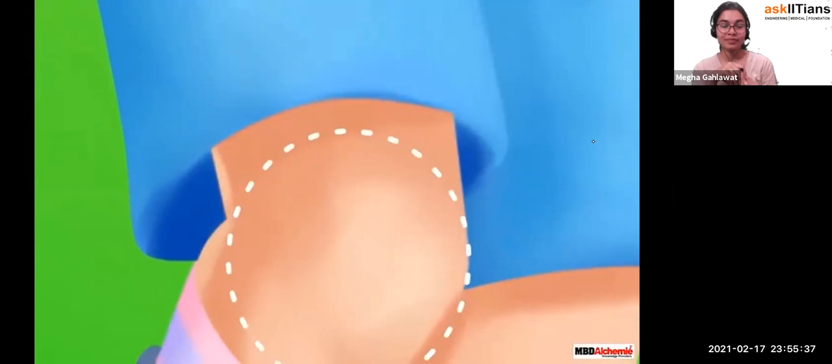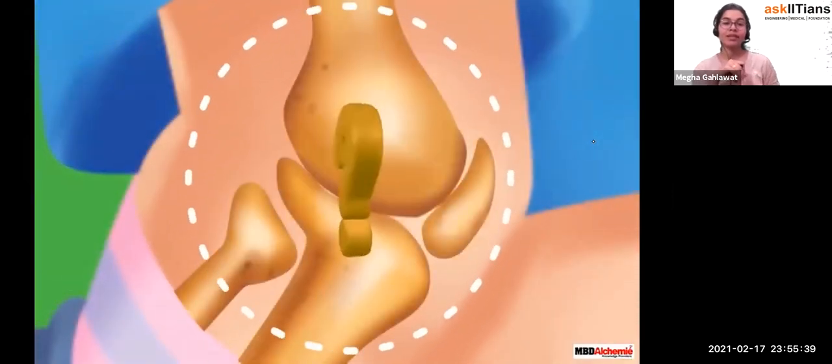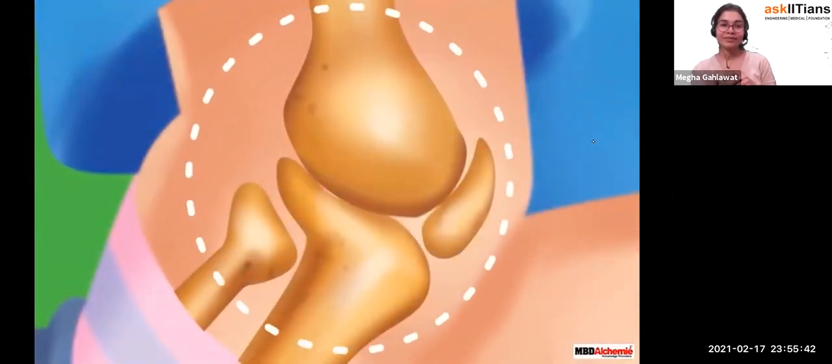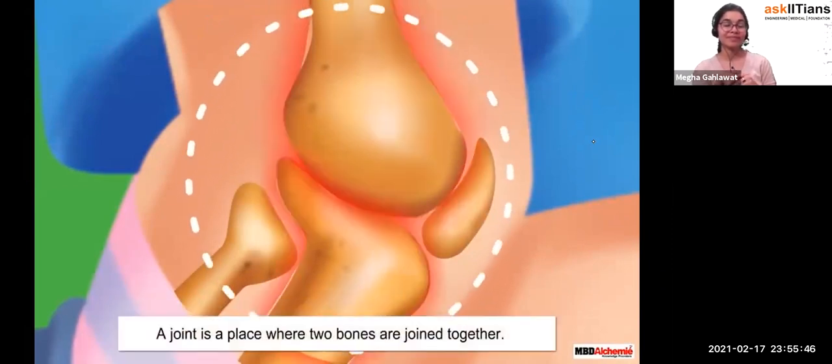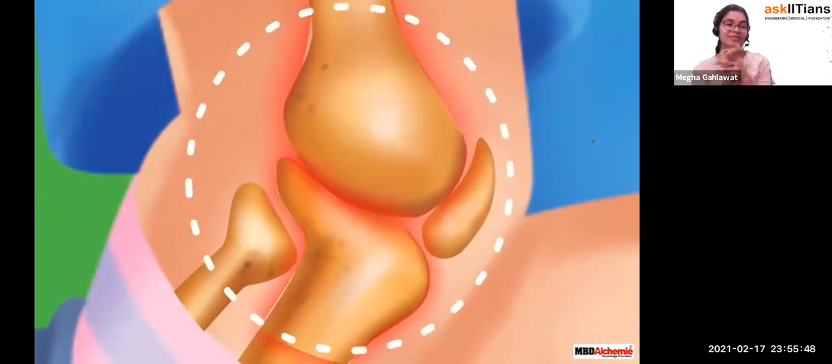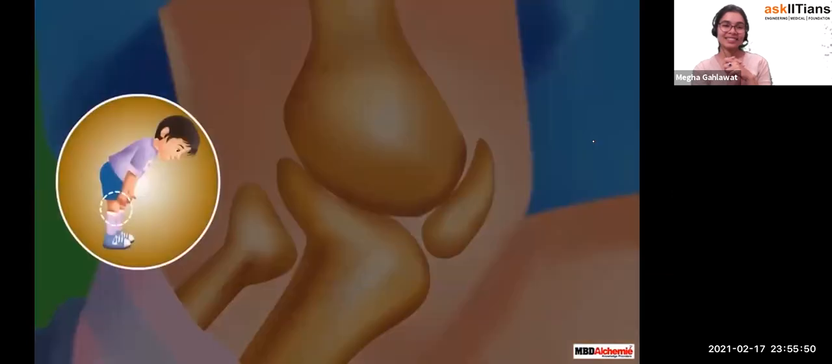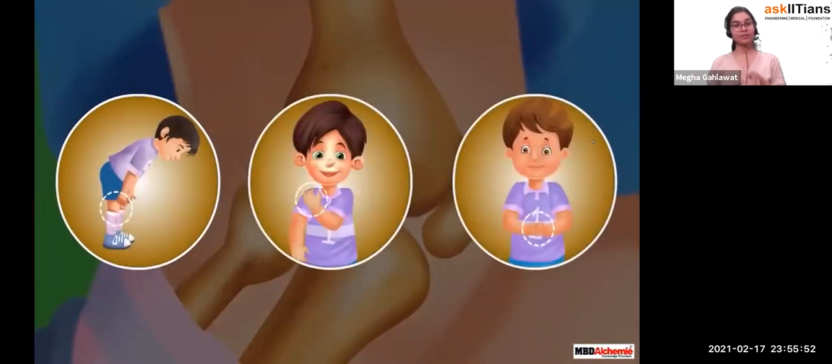Such flexibility in our body is due to the presence of joints. Do you know what a joint is? Well, a joint is actually a place where two bones are joined together. Rest your hand against your knee, shoulder, or your fingers. You can feel your joints there. Not all joints allow movements.